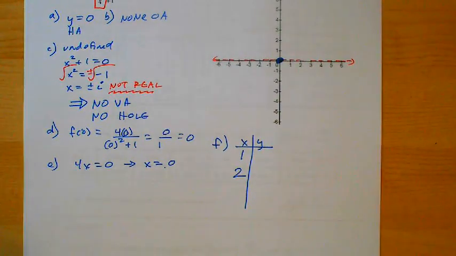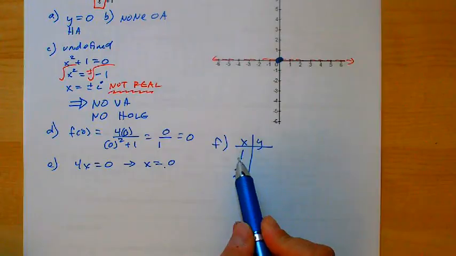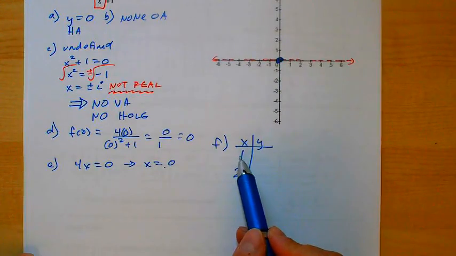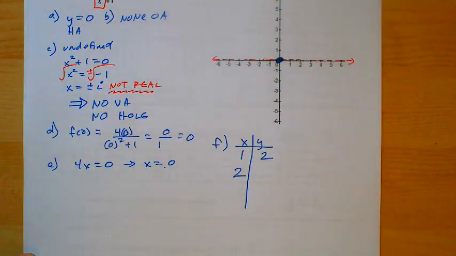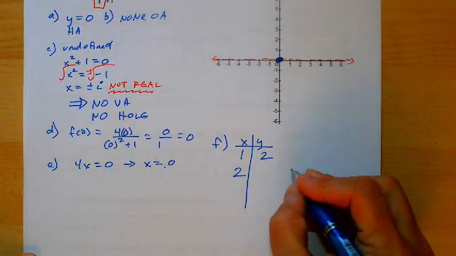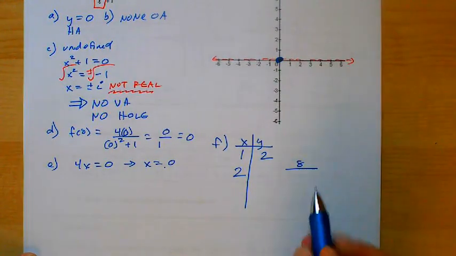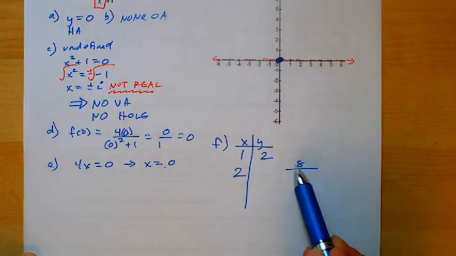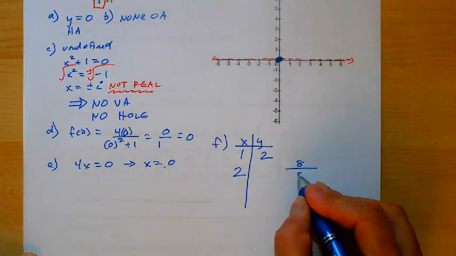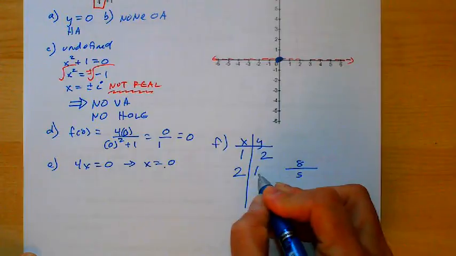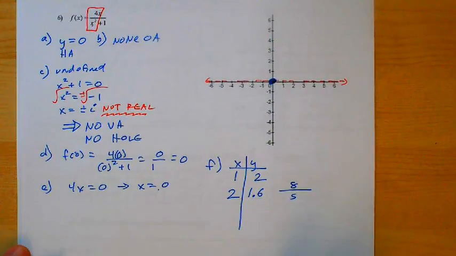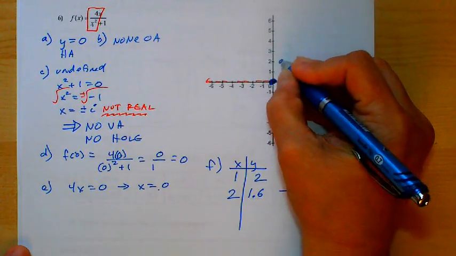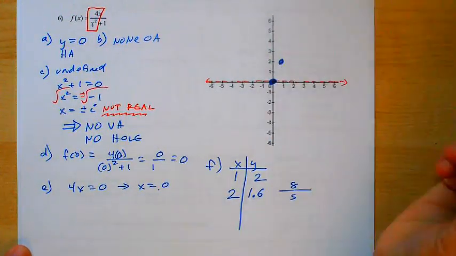When I plug in 1, the numerator I'm going to get is 4 times 1 or 4, and the denominator 1 squared plus 1 or 2, so I'm going to get 1 comma 2. When I plug in 2, let's see, the numerator will be 8, the denominator will be 2 squared or 4, 4 plus 1 is 5, 8 over 5 is like 1.6, okay. I'm getting a little sick of this already. I'm just going to plot these and see what's up. 1 comma 2, 2 comma 1.6.